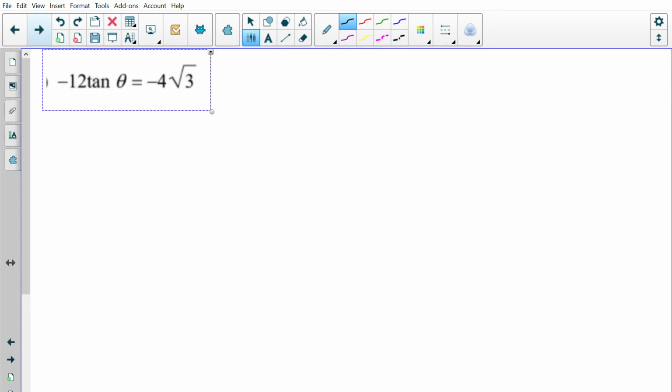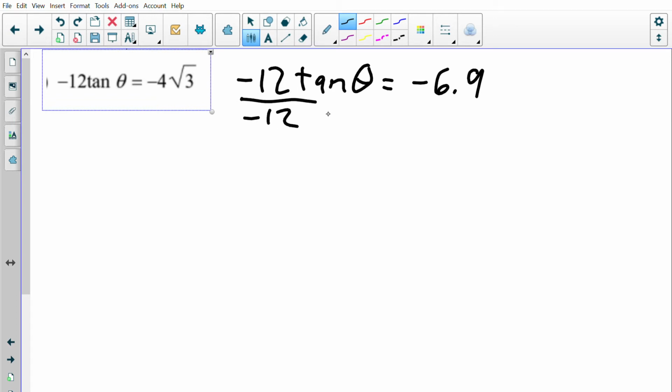So how do we find theta when it's trapped in this tangent? What I did was I plugged in the square root of 3 in my calculator and then multiplied it by negative 4. When I did that, I got negative 12 tan of theta is equal to negative 6.9. Then this is just a multiplication problem, so I'm going to divide by negative 12 on both sides. And I get tan of theta is equal to 0.57.